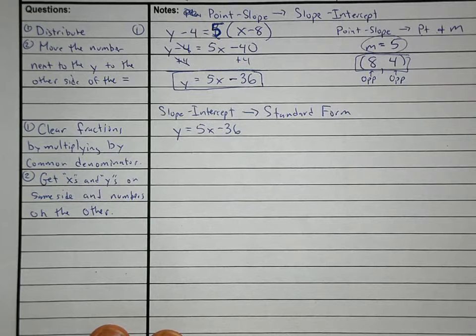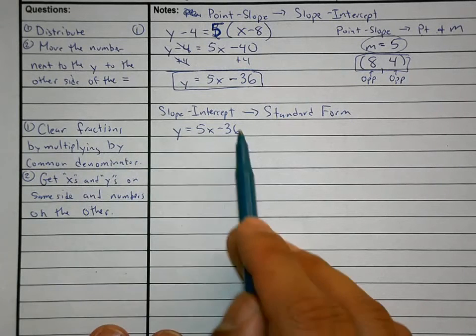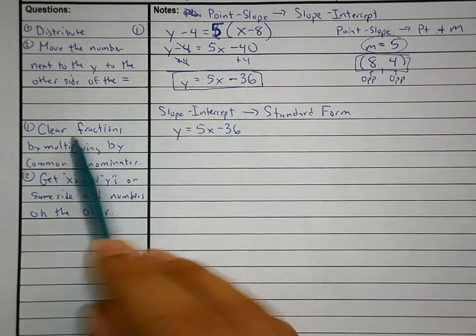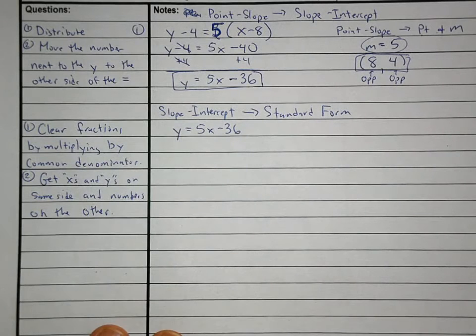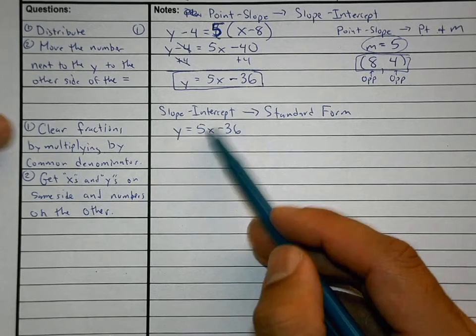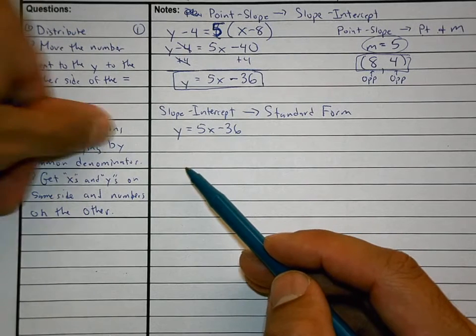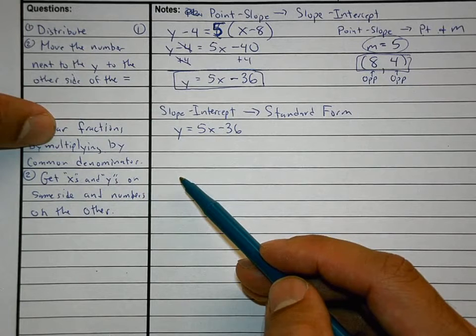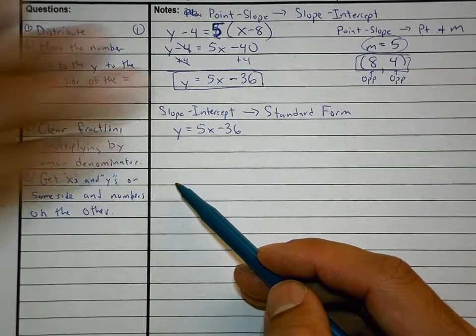So let's read step 1. If I have slope intercept form, I'm going into standard form. Are there any fractions here that I need to get rid of? I don't see any. If there are no fractions, guess what? You've done step 1. You don't have to do step 1 if there's none. So I'm ignoring step 1.